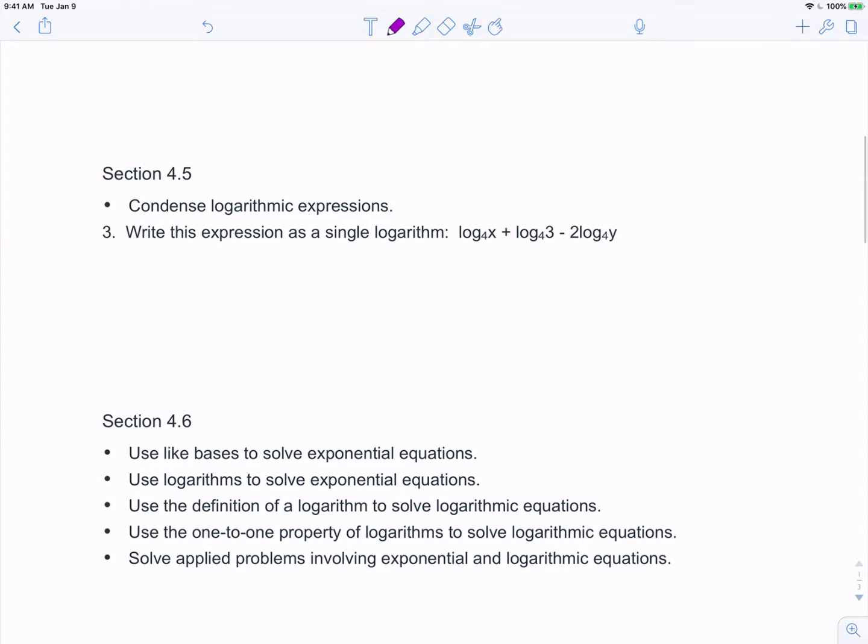Write this expression as a single logarithm. So we want to condense this. Let's start here. We know that adding the logs is the same as multiplying, so we can condense those into log to the base 4 of 3x.